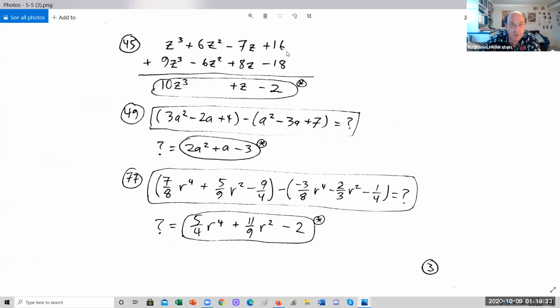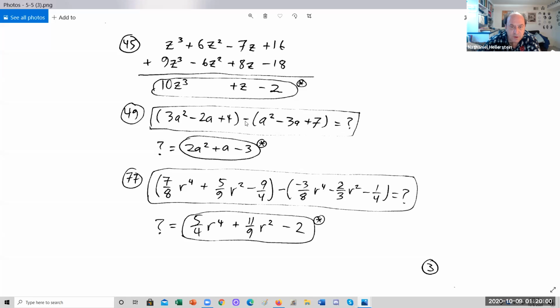All right, here we have two cubics, add them. 1z cubed plus 9z cubed is 10z cubed. 6z squared plus negative 6z squared cancels, so we leave a blank spot there. Minus 7z plus 8z, minus 7 plus 8 is 1, so 1z. 6 plus negative 8 is negative 2. So 10z cubed plus z minus 2.